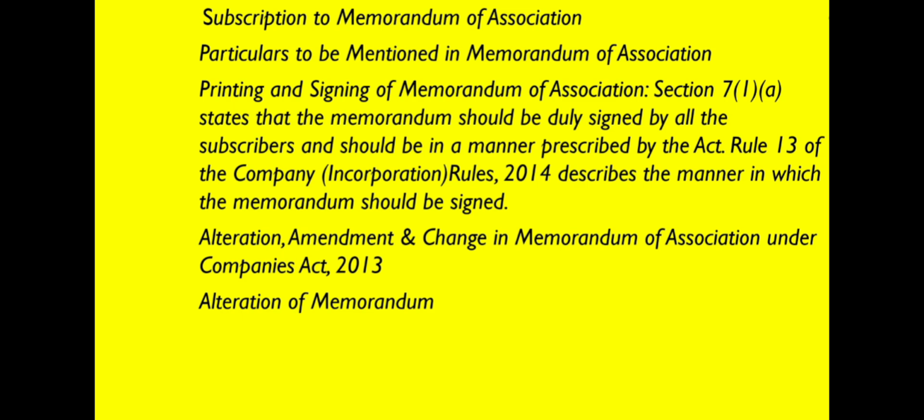Alteration to the object clause. To alter the object clause, a special resolution is required to be passed. The changes must be confirmed by the authority. The document which confirms the changes by authority with a printed copy of the altered memorandum should be filed with the registrar. If the company is a public company, then the alteration should be published in the newspaper where the registered office of the company is located. The changes to the object clause must also be mentioned on the company's website.